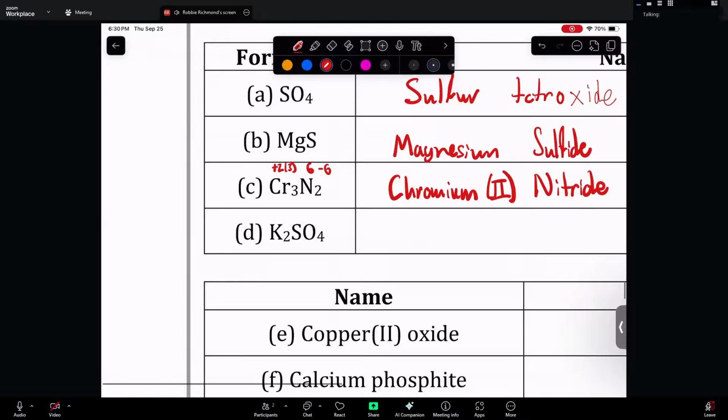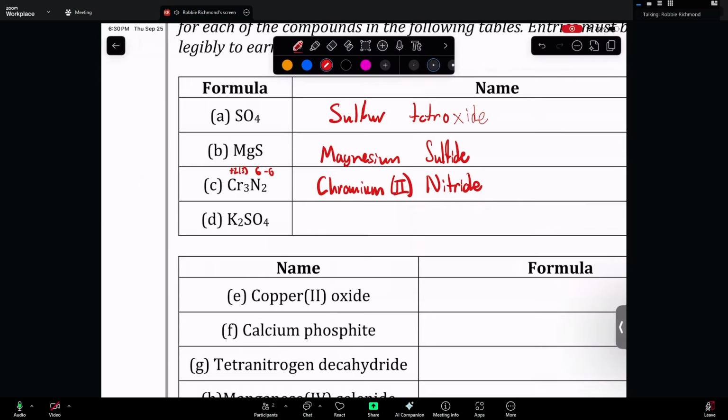Alrighty. K2SO4, I see a polyatomic ion, that's ionic. Nomenclature rules that we're going to be using. So simply potassium sulfate. Now potassium is always a fixed charge, that's a group 1 element, so we don't have to put down the Roman numerals.